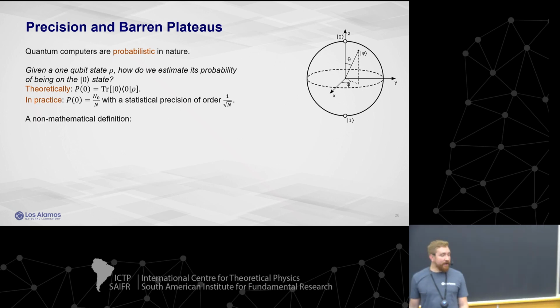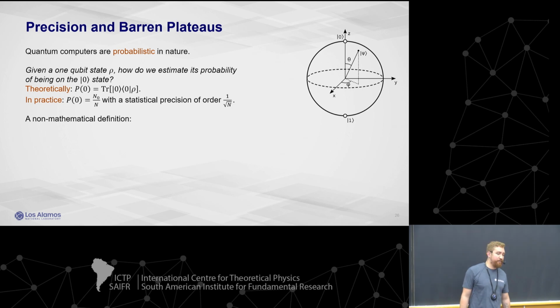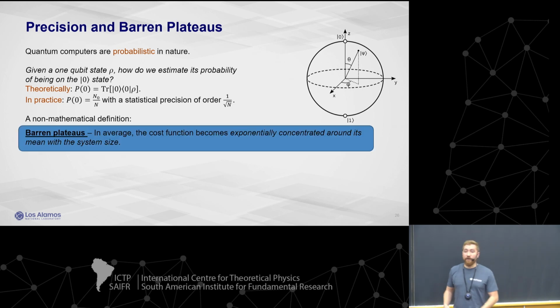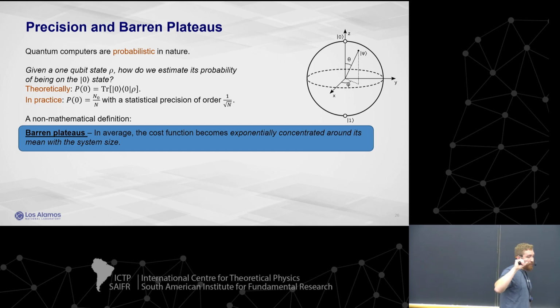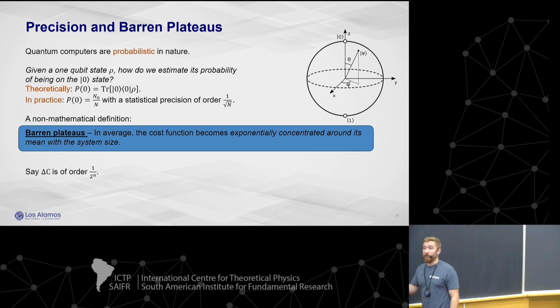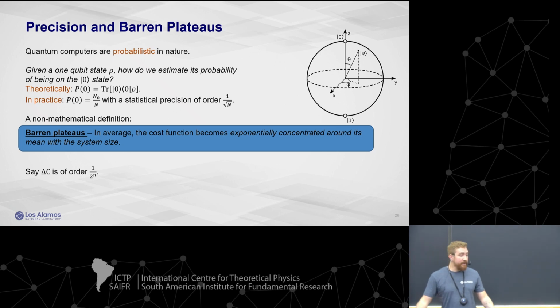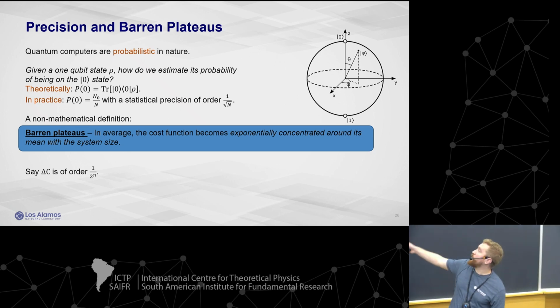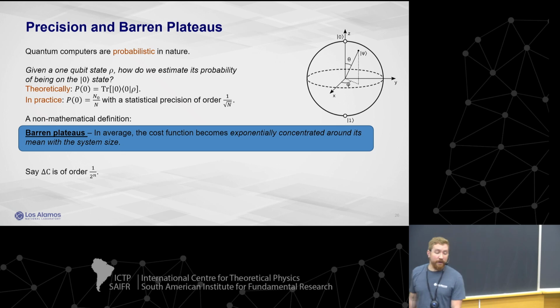So what is a non-mathematical definition of Barren plateaus? It is that your cost function values are going to be, on average, or across most of the landscape, exponentially concentrated with the system size. So what does this mean? That if I take 2 points in the landscape, and I want to compare the point at parameters A and the point at parameters B, they might be close, they might be far. On average, the difference is going to be of the order 1/2^n, where n is the number of qubits that I'm working on.